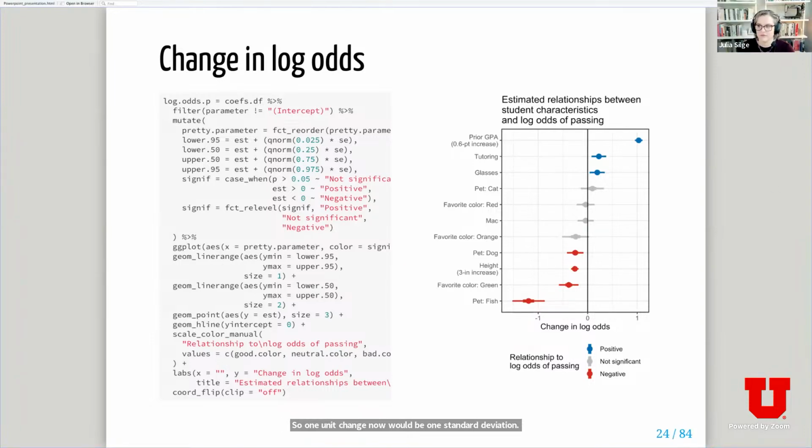So for prior GPA, 1 standard deviation turned out to be about 0.6, and we label that. And for height, 1 standard deviation turned out to be about 3 inches. We thought that made sense. 0.6 is a little more than half a letter grade, which seems reasonable. 3 inches, I know what that is.